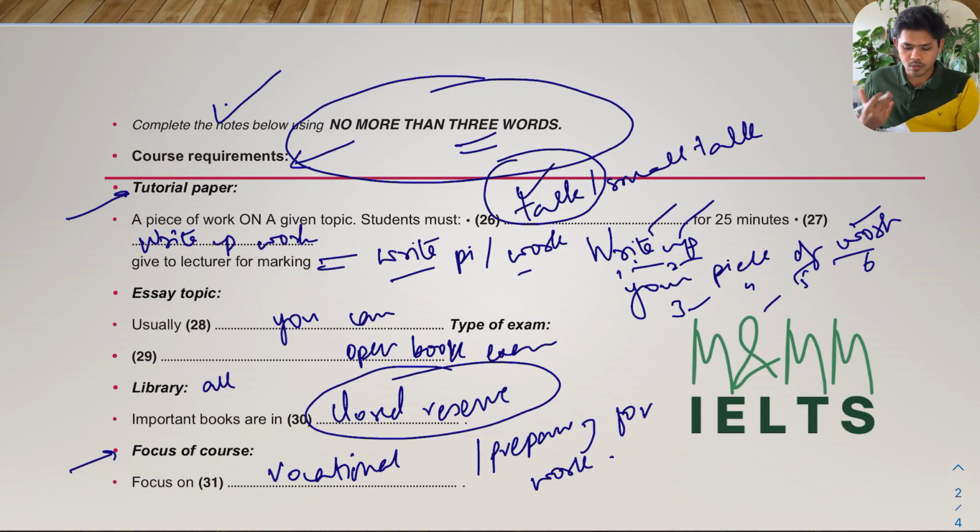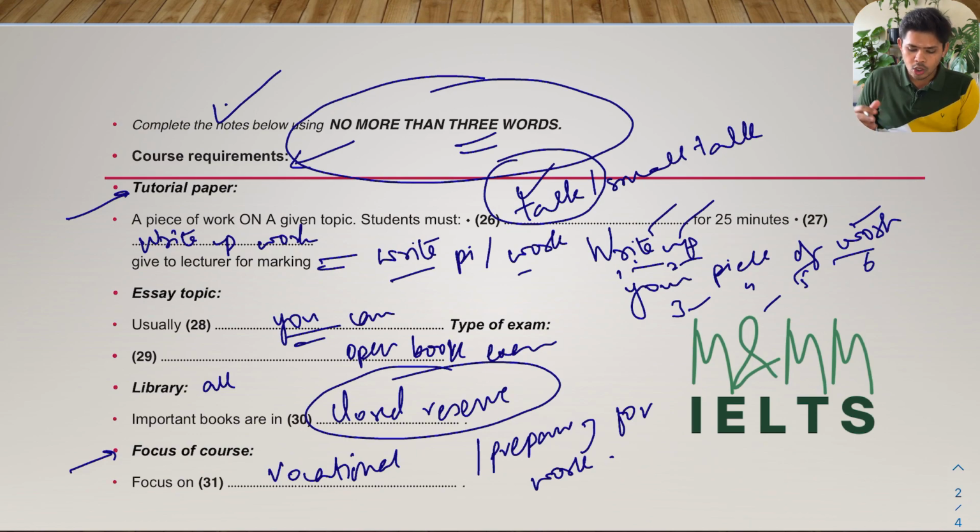Now, the next one. She said usually, and then there was "you can," okay? So what was "you can"? You can select the topic of the essay. That's what they were discussing. Can I select the topic of the essay? And she said usually you can select, right? So "you can," within my word limit, I'm safe. I would write that as an answer, okay?